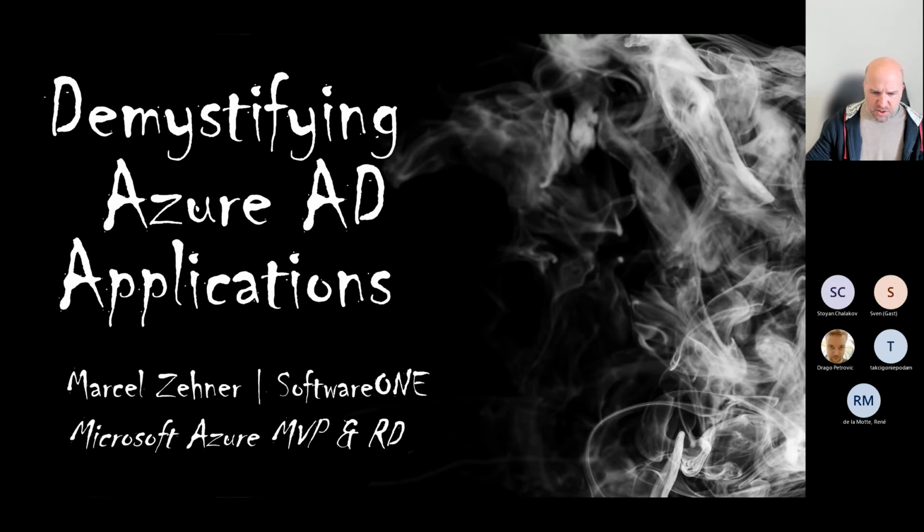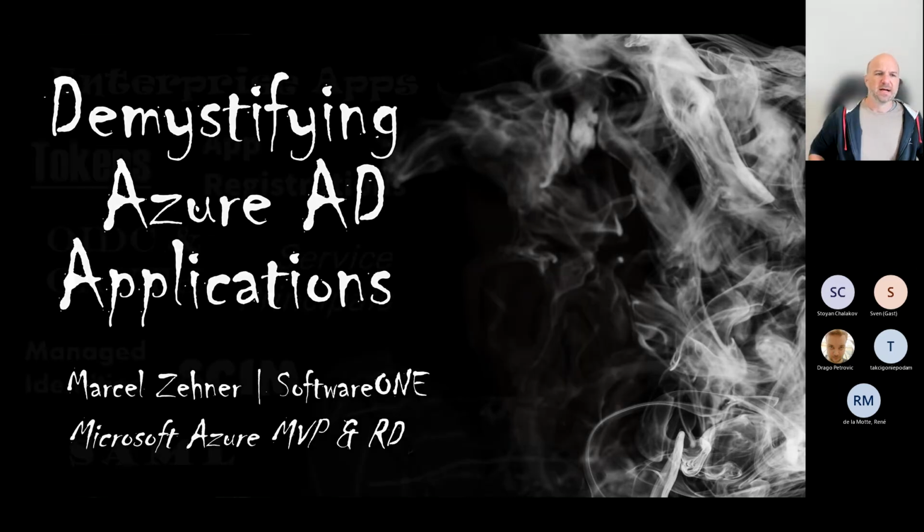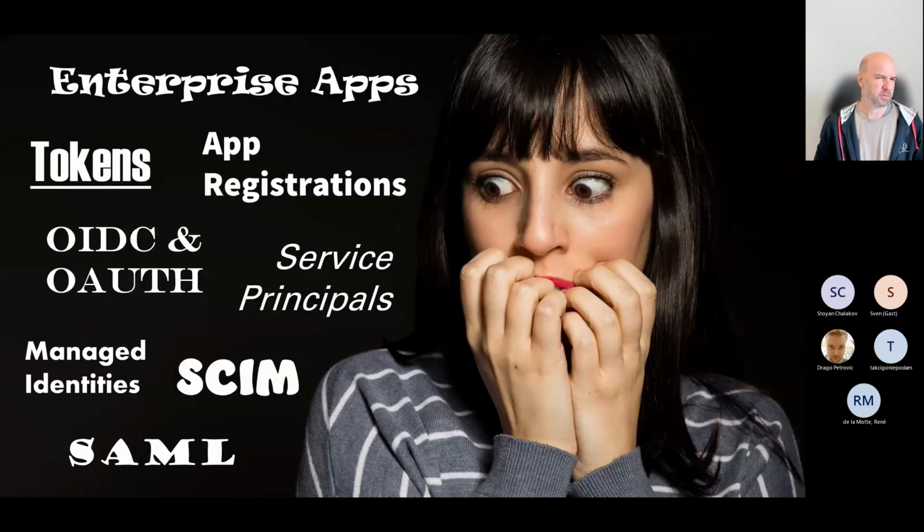Now, just to give you some buzzwords you might have heard already. So this is what it's all about. You always hear these terms: enterprise application, service principals, or SCIM, managed identities, OIDC. All of these buzzwords are somehow hidden in this main term Azure AD applications. And some of these are pretty complex beasts, I have to say.